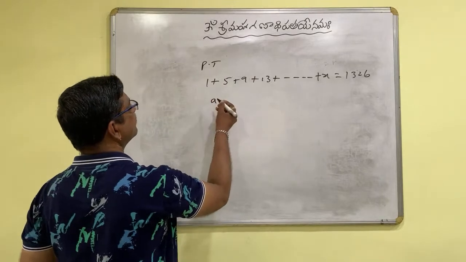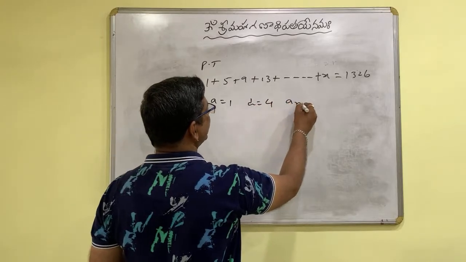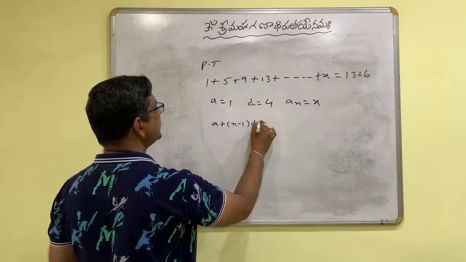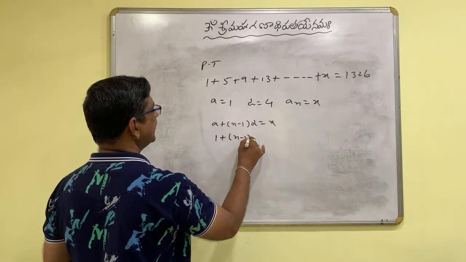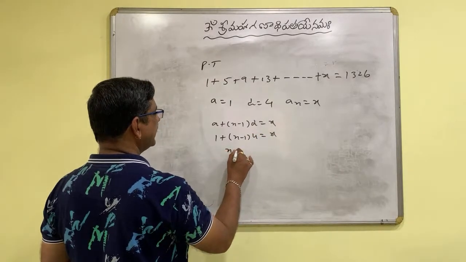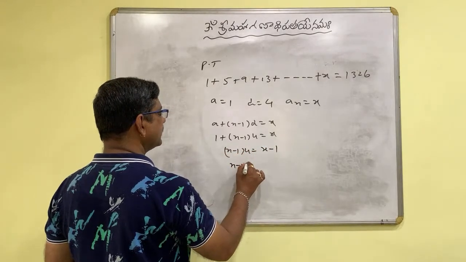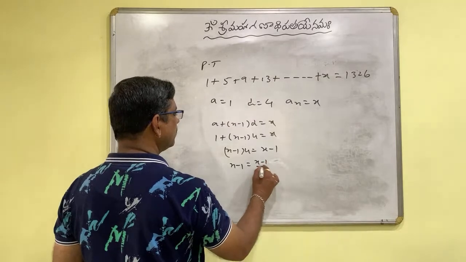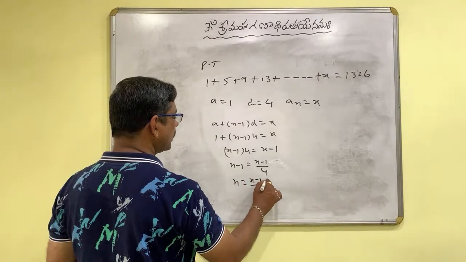What is A? 1. What is D? 4. What is AN? X. So A plus n minus 1 into D is X. Substitute the values. 1 plus n minus 1 into 4 is equal to X. n minus 1 into 4 is equal to x minus 1. n minus 1 is equal to x minus 1 by 4. Then n is equal to x minus 1 by 4 plus 1.